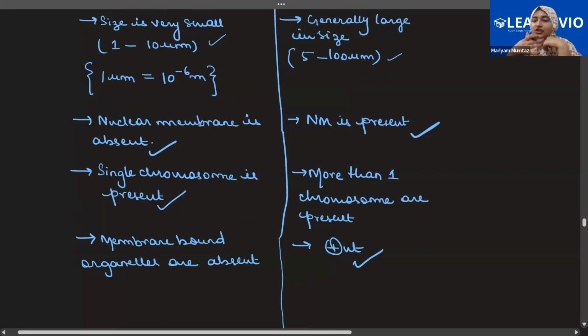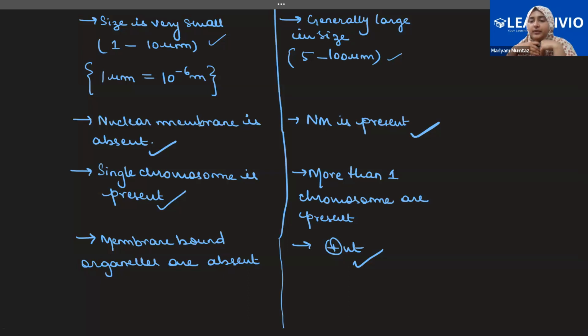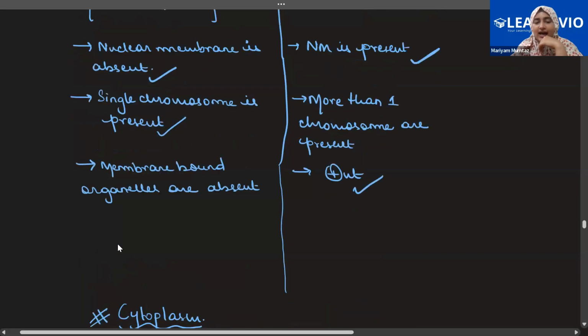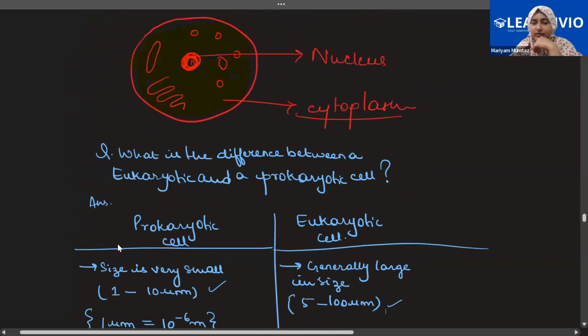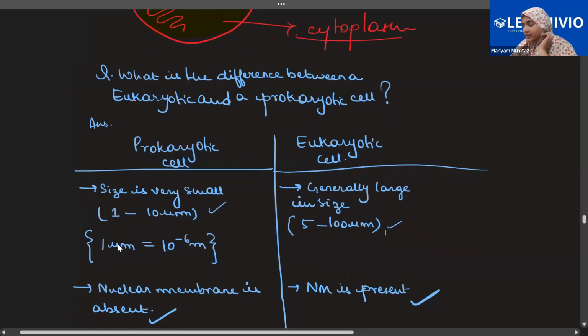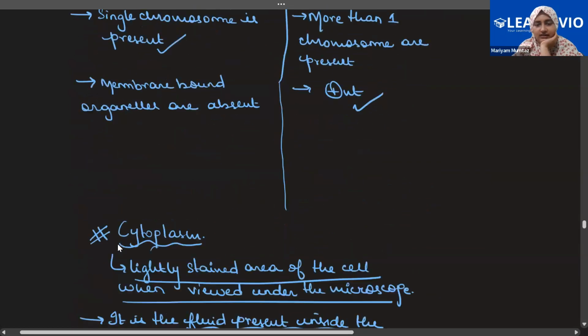Naked meaning they are just present in the cell. They do not have anything separating them from the components of the cell. Now, more than one chromosome is present in the case of the eukaryotes. Membrane-bound organelles are absent in the case of prokaryotes and present in the case of eukaryotic cells. So, these are the differences between the prokaryotic and the eukaryotic cell.